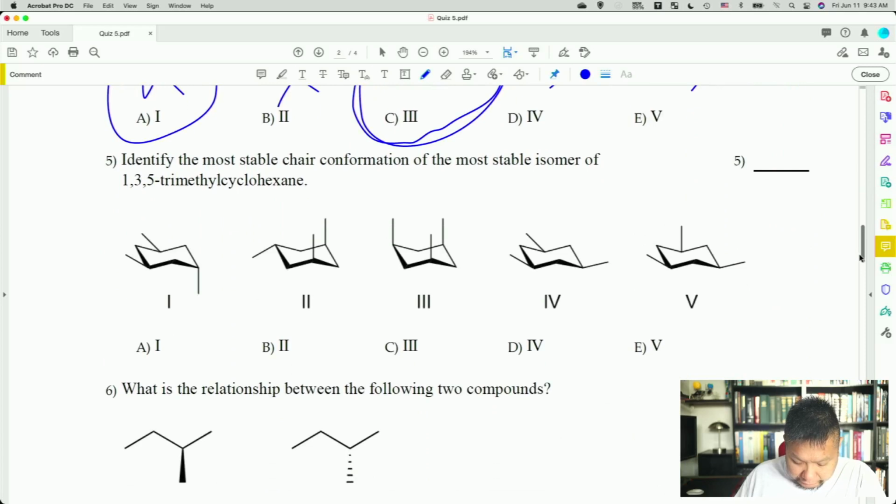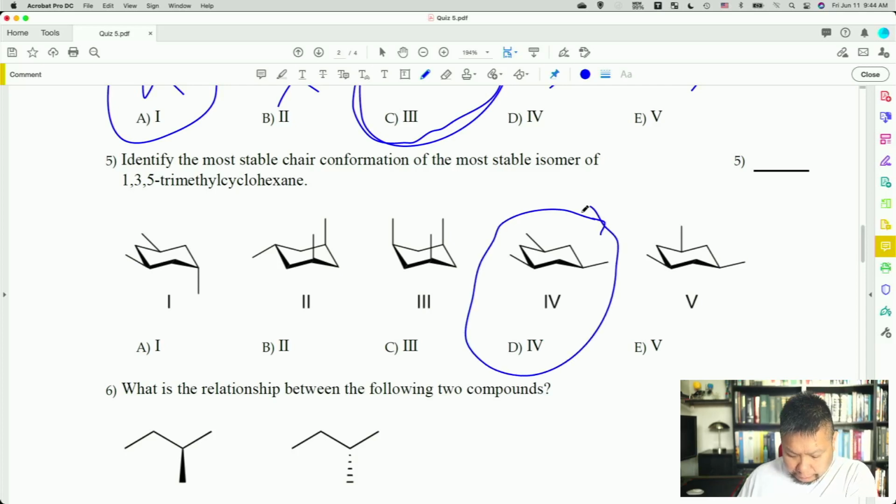Identify the most stable chair conformation of 1,3,5-trimethyl cyclohexane. This one's really easy too, because you remember in one of my slides I said that the more substituents in the equatorial position, the more stable it is, right? So the only one that has most of them in the equatorial position is this one, structure 4.